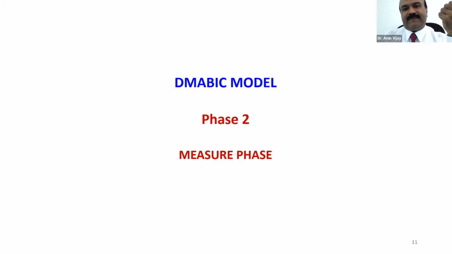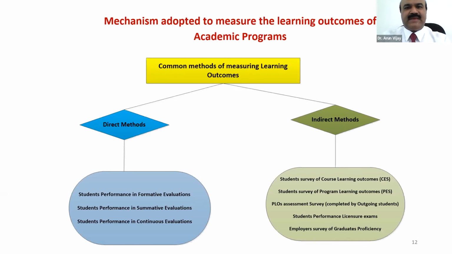Then the second phase of the DMABIK model is the measure phase. Here we collect data. We have to collect data for the assessment of learning outcome. So this is a method. There are two methods we use. The direct method of collecting data, and the second method is the indirect method. In the direct method, we use the student performance in the formative and summative examinations. In addition to that, continuous assessment is also taken into consideration. So these are the direct methods we use to collect data for the learning outcome assessment.